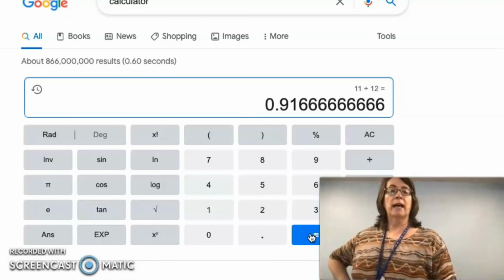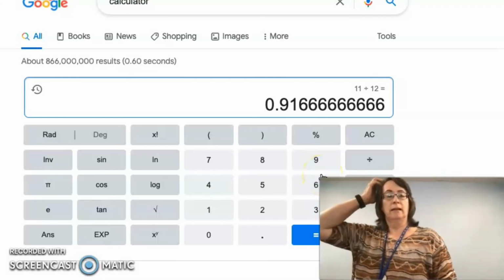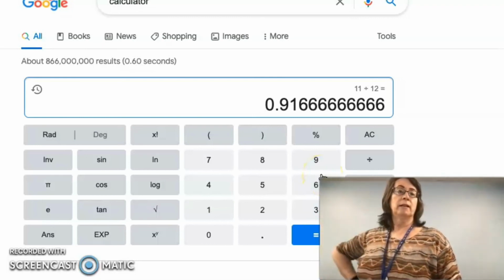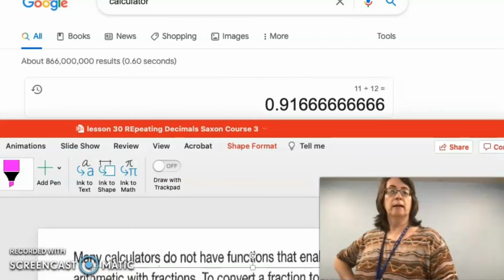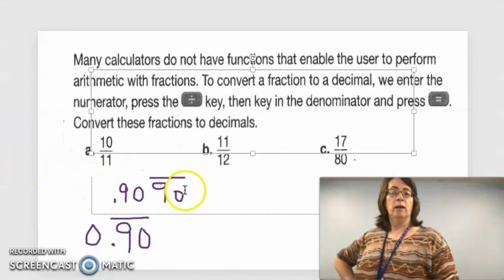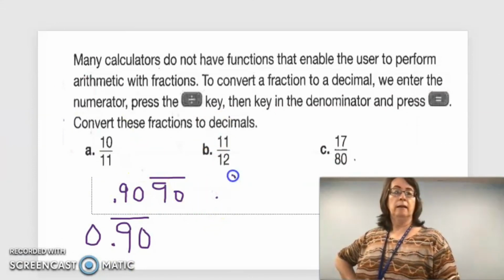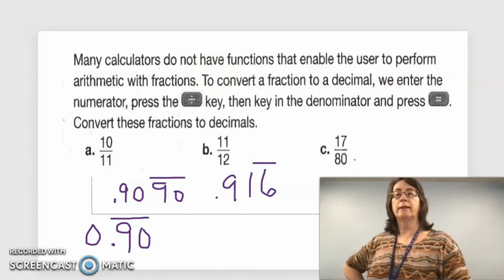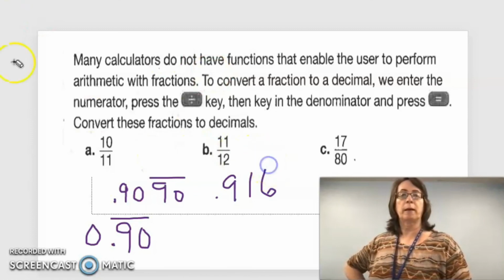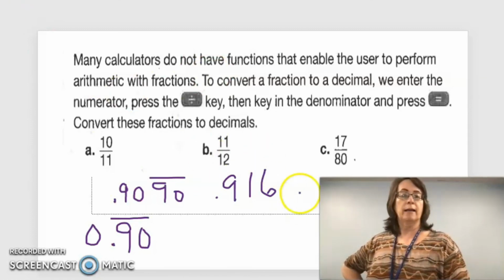So that's going to be what? 0.916 repeating. We have to put the repeating over the 6. 0.916 repeating, not over the 1, just the 6. Yep, that does look a little confusing. Let me make it a little smaller. So we're going to just do it over the 6.